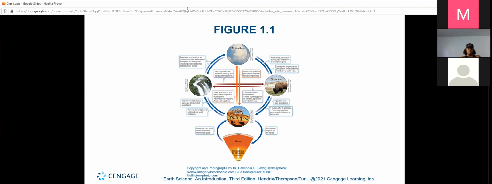Here is also a pretty cartoon explaining the 4 spheres of the Earth and the interrelationship between them. They all play together very nicely, right? You can't have an atmosphere without a geosphere. You can't have a biosphere without a hydrosphere, and etc., etc., etc.